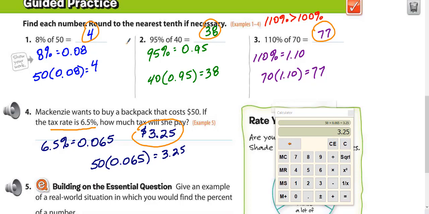So there you go. This is your video on percent of a number. Use this when you need to study for the test, or if you need to review how to do this kind of work, this is your place.